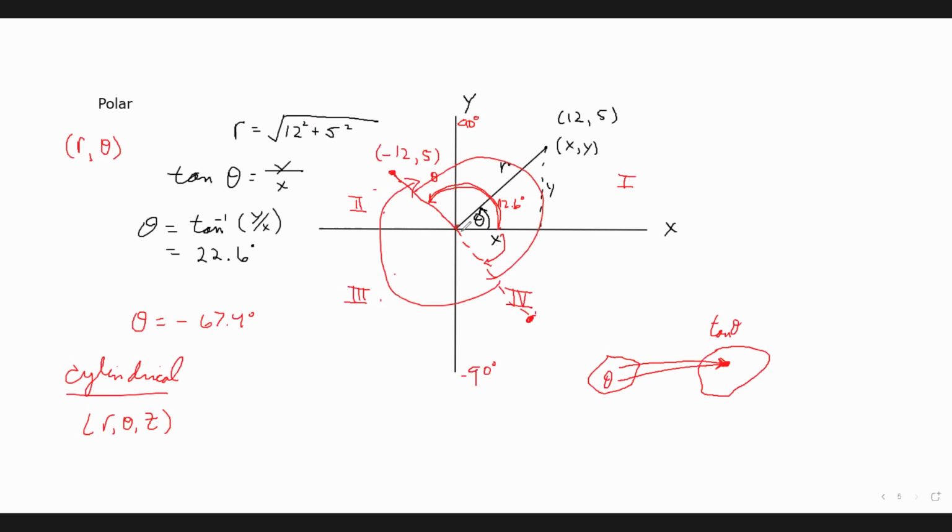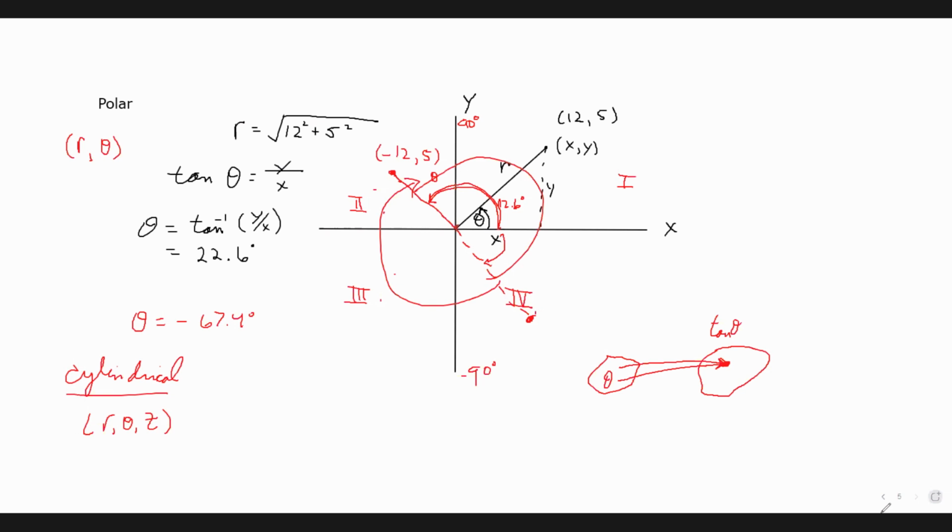Now, for any of this to work, you have to define where the x-axis is because the angle theta is measured from the x-axis. So that has to be defined. But you define that for yourself based upon the physics of the problem, where you want to put it. That's cylindrical.